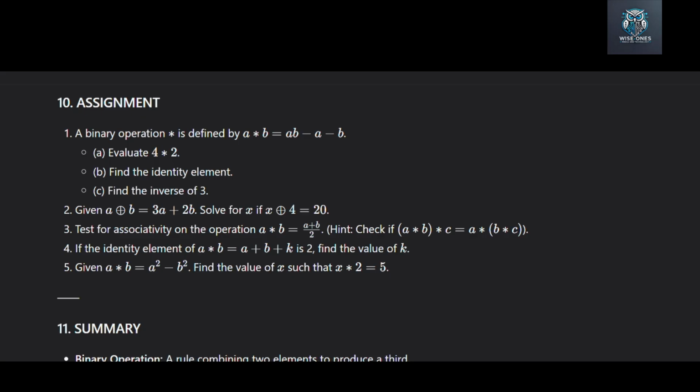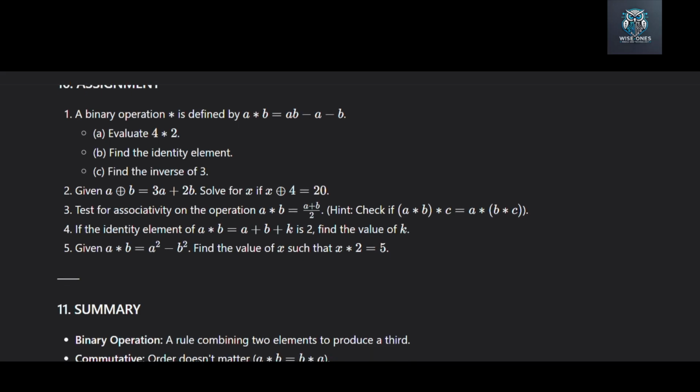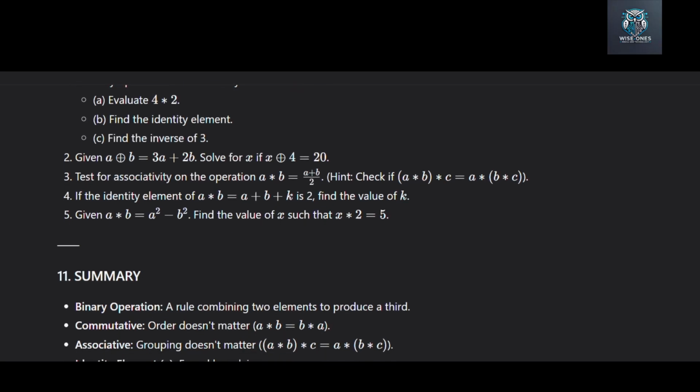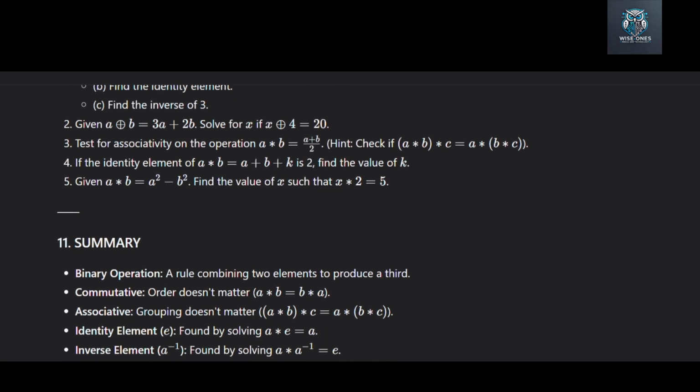Question 3. Test for associativity on the operation a star b equals a plus b over 2. Hint, check if (a star b) star c equals a star (b star c). Question 4. If the identity element of a star b equals a plus b plus k is 2, find the value of k. Question 5. Given a star b equals a squared minus b squared, find the value of x such that x star 2 equals 5.